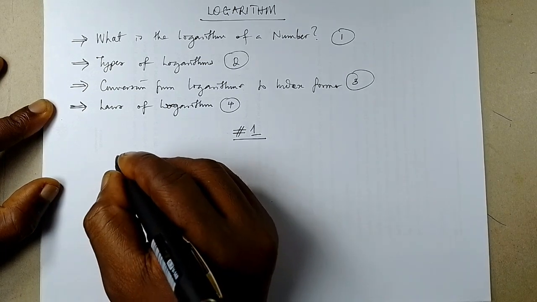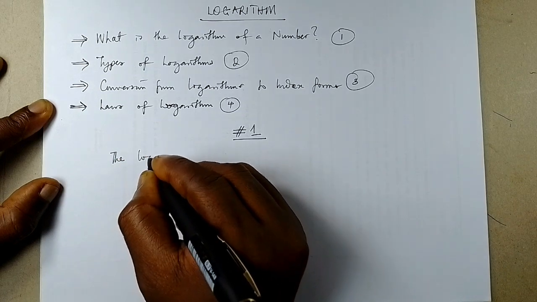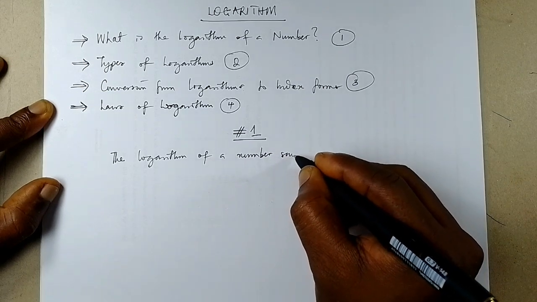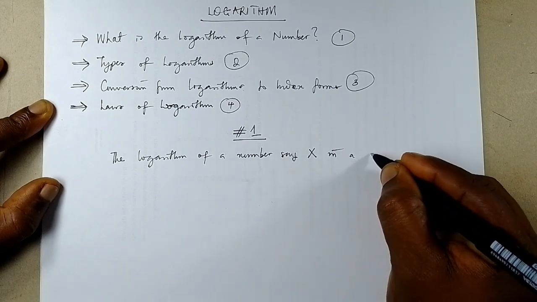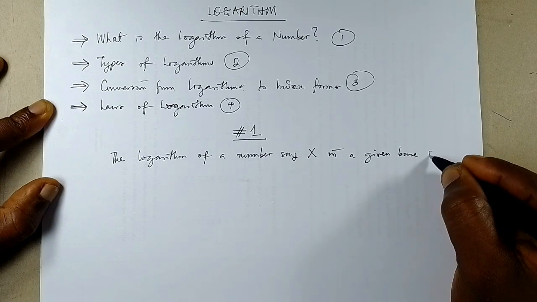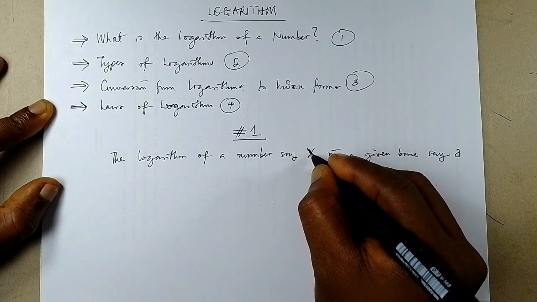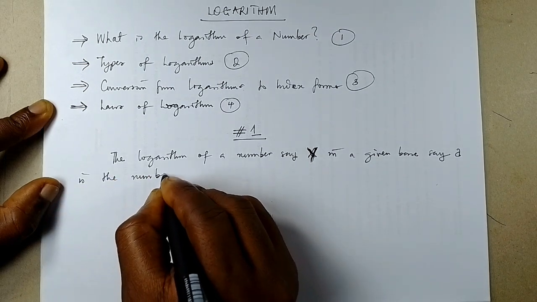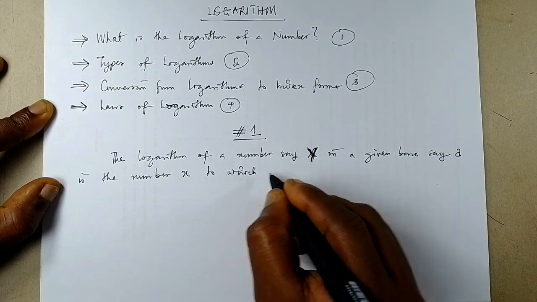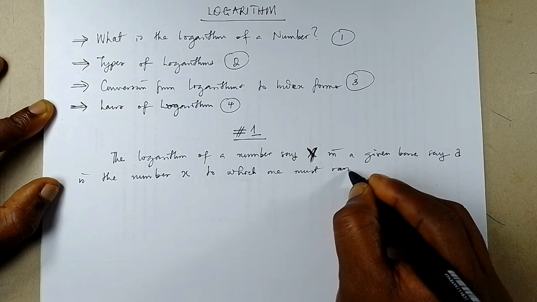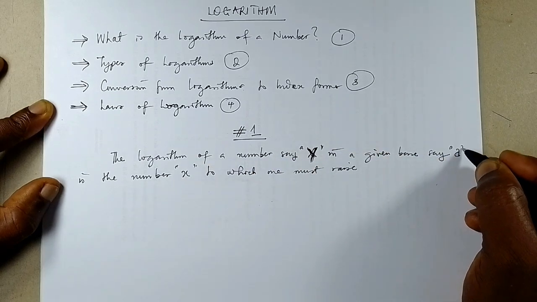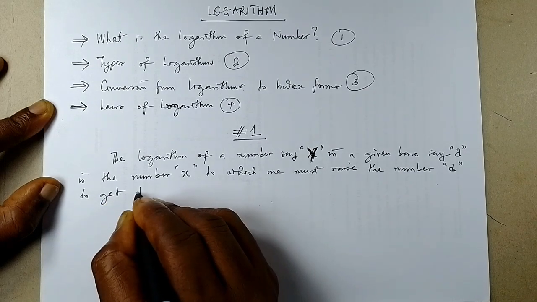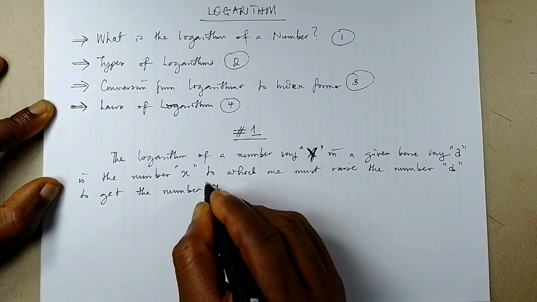The logarithm of a number, say y, in a given base, say a, is the number x to which one must raise the number a to get the number y. I'm going to repeat that definition again.